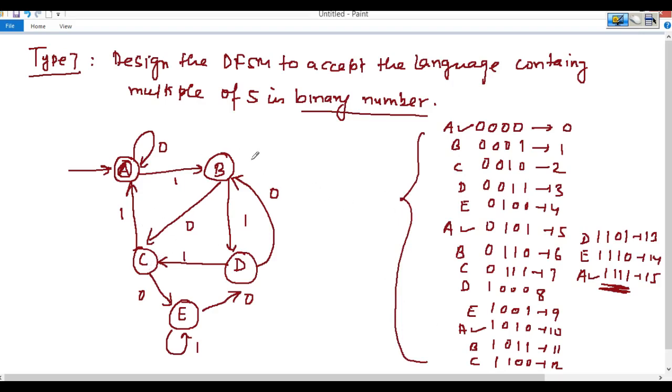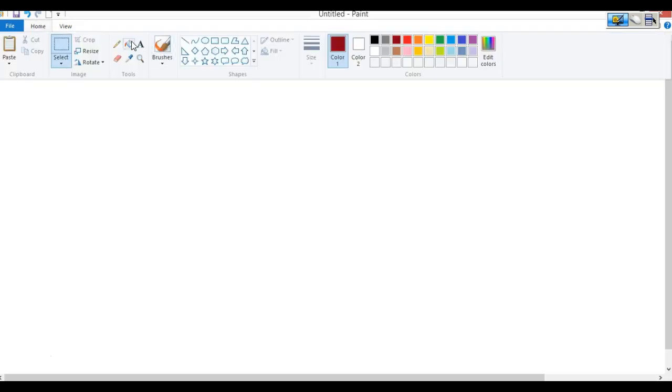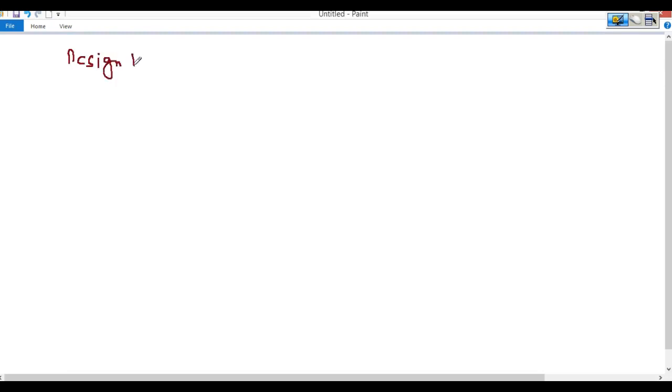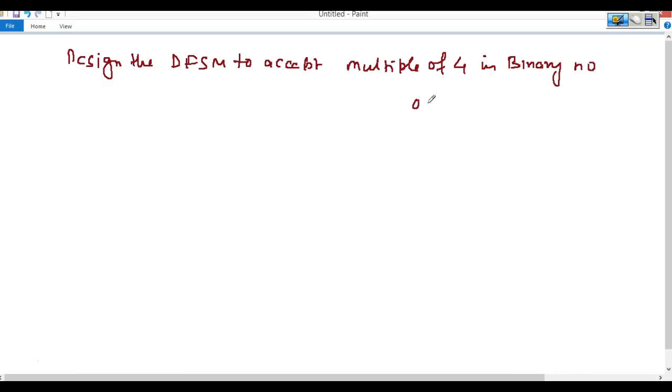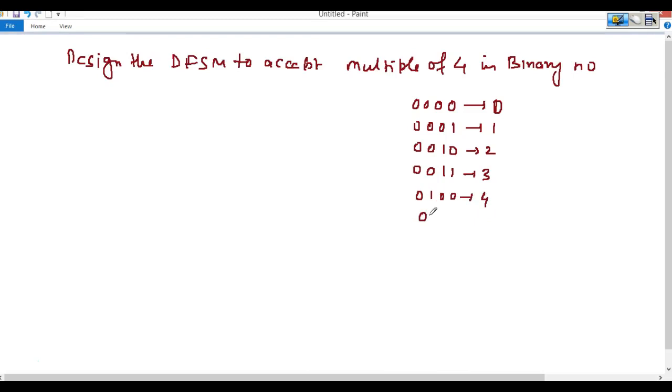Similarly, consider if a multiple of 4 is given: design the DFSM to accept multiples of 4 in binary numbers. So we can design it like 0 0 0 0, this is 0. 0 0 0 1 is 1, 0 0 1 0 is 2, 0 0 1 1 is 3, 0 1 0 0 is 4, 0 1 0 1 is 5.